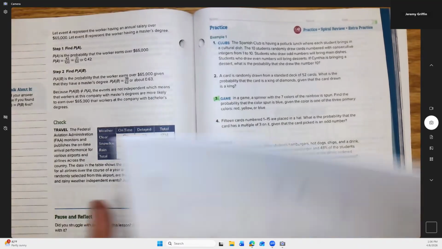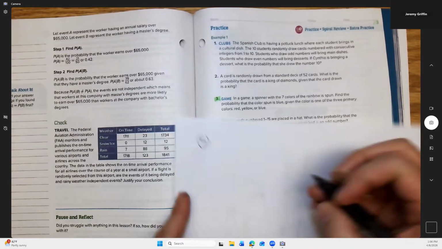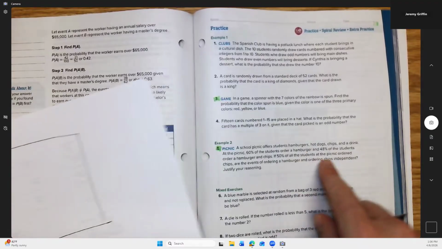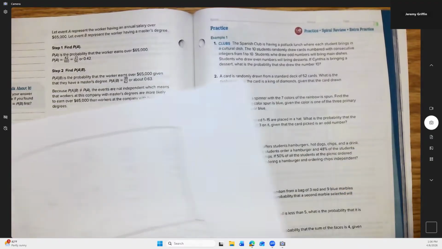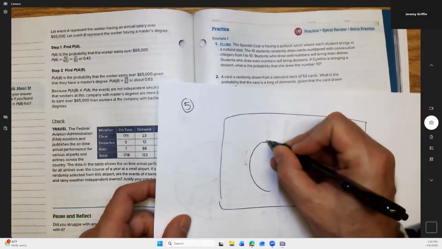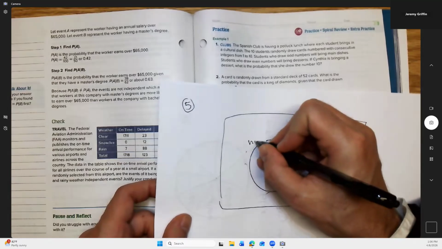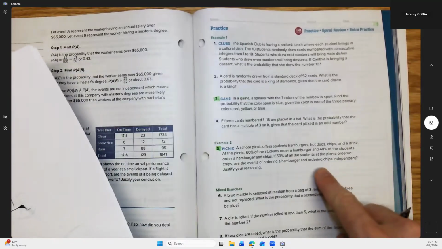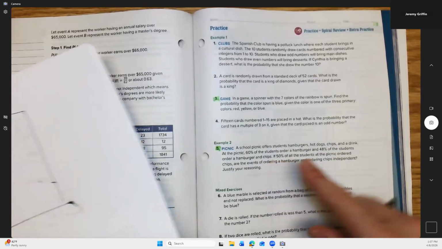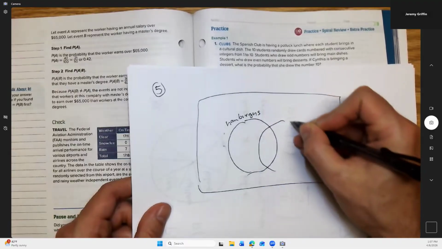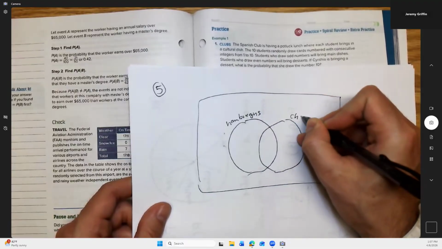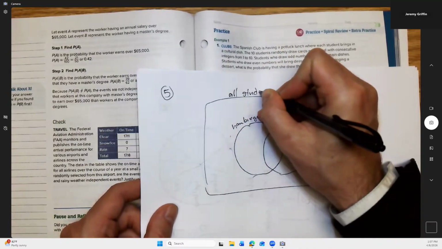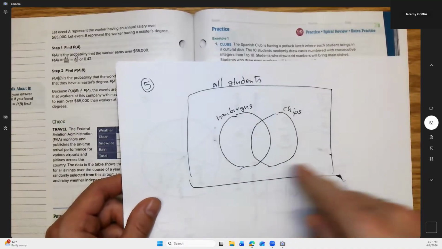Okay. So let's get a Venn diagram going here. There's all these students at this picnic, and there's all these food choices. Got hamburgers, hot dogs, chips, drink. So I'm going to make one bubble and I'll call this hamburgers. I'll make another bubble and I'll call it chips, because it looks like chips are also showing up. And here's, of course, all students.